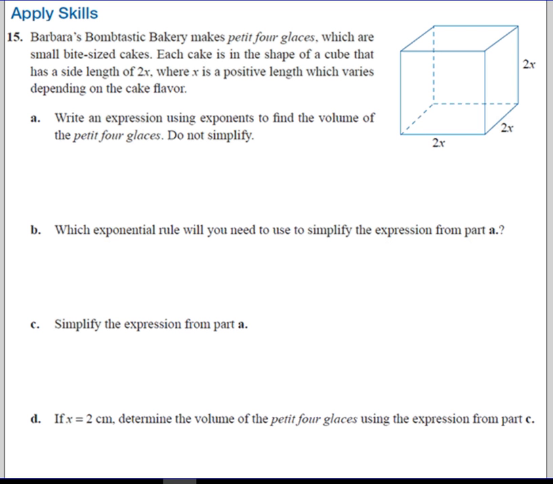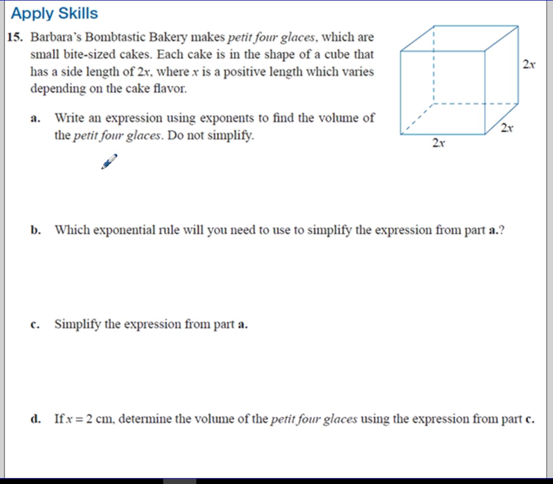Barbara's Bombastic Bakery makes petit four glaces, which are small bite-sized cakes. Each cake is in the shape of a cube that has a side length of 2x, where x is a positive length which varies depending on the cake flavor. Write an expression using exponents to find the volume of the petit four glaces. Do not simplify.